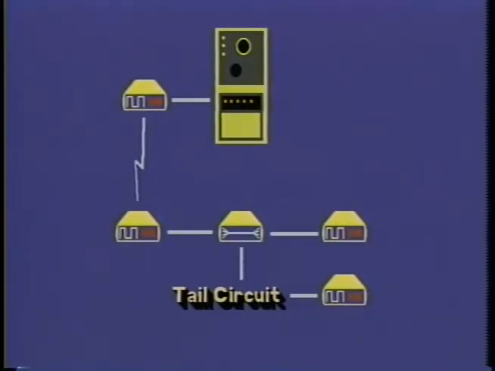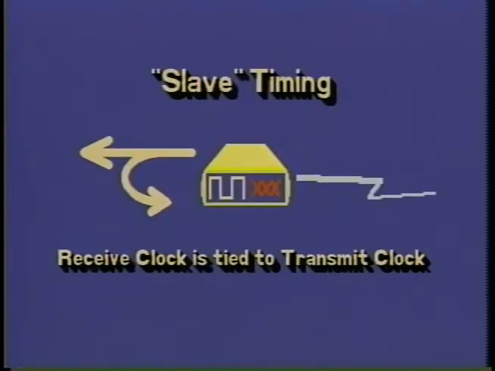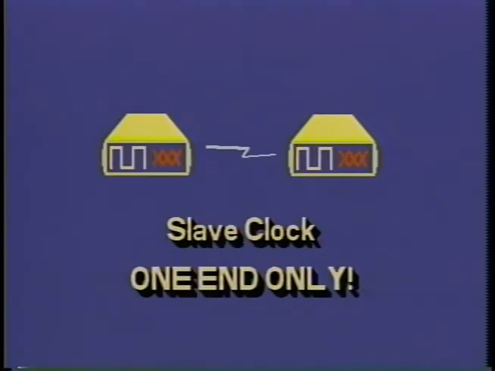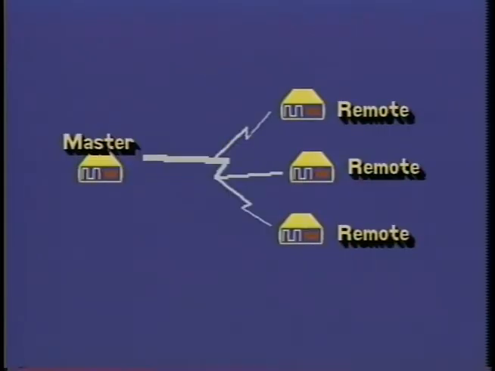External transmit clocking is used typically for a synchronous tail circuit. Tail circuits may be off a modem sharing unit or a lower speed circuit joining others into a higher speed trunk line. Slave timing is common for the remote modems on tail circuits. Slave timing means that the modem slaves its transmit clock to the received data clock. The slave can be used at only one end of a point-to-point circuit and at only the remote stations on a multipoint circuit.